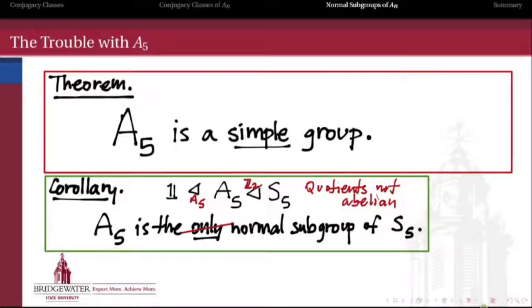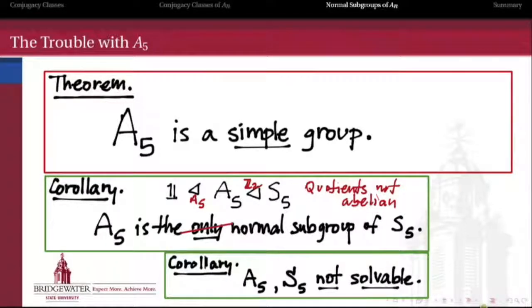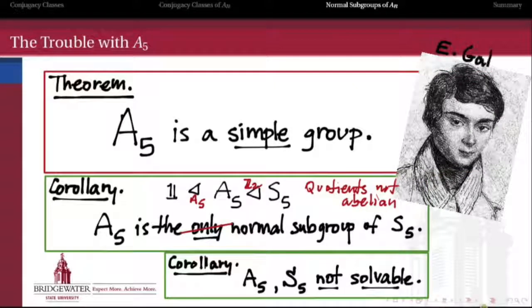So there are other normal subgroups of S5 besides A5, but there are no normal subgroups of A5 besides A5 and the trivial group. And the real corollary, the big one that we need, is that this implies that A5 and hence S5 are not solvable groups. Haven't heard that word for a while. But that A5 and S5 are not solvable groups has major implications for our study this semester.